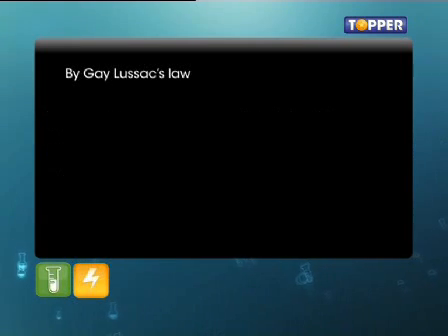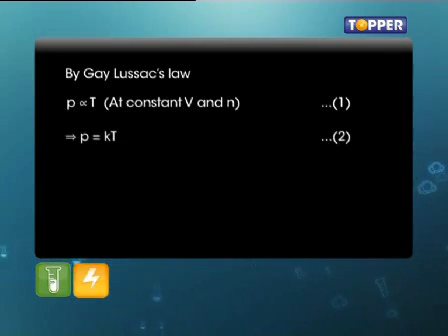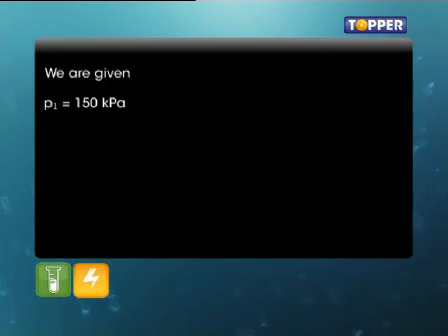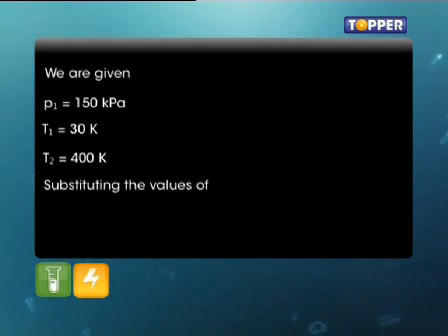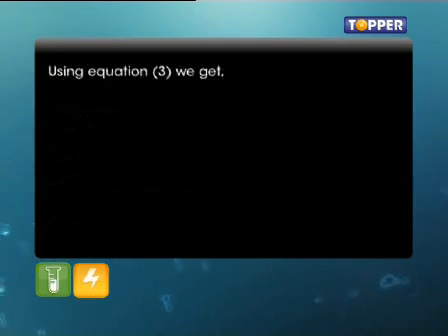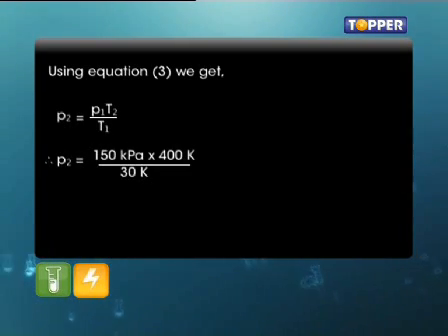By Gay-Lussac's law, for a definite amount of gas n at constant volume V, pressure is proportional to temperature, given by P = kT. The temperature of the gas becomes 400 Kelvin from 30 Kelvin. This will be accompanied by a corresponding change in pressure, represented by P2, from the initial 150 kilopascals, given by P1. Now, using equation 3, where temperature reaches 400 Kelvin, the corresponding pressure is 2000 kilopascals.